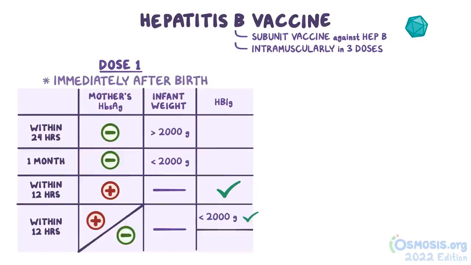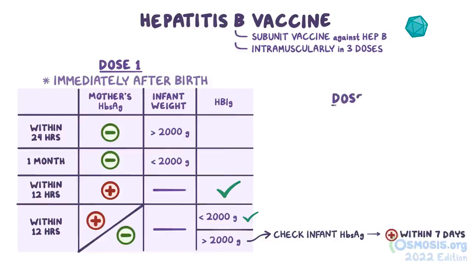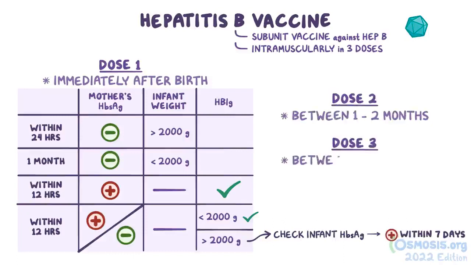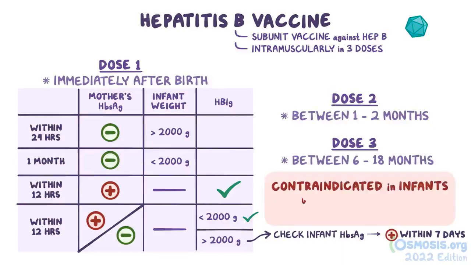But if the infant weighs more than 2,000 grams, we go on to check for HBsAg, and if it's positive, we then administer a dose of HBIg within 7 days. In all cases, the second dose is given between 1 and 2 months of age, and the third dose is given between 6 and 18 months. The vaccine is contraindicated in infants with a severe allergic reaction to baker's yeast, like that contained in bread, because it's a vaccine component.